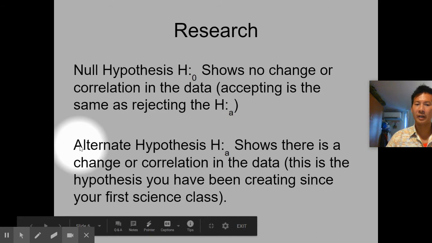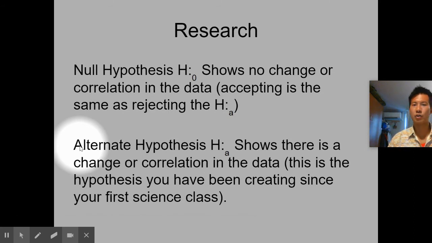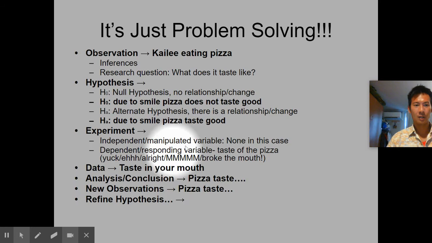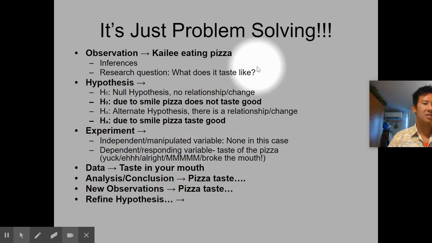Okay, so in college, in research, you never reject a hypothesis. It's either you accept your alternate or you accept your null. All right. Okay, I'm going to give you guys a few examples now. Okay, remember, science is just problem solving. This process of problem solving can be used in any situation.